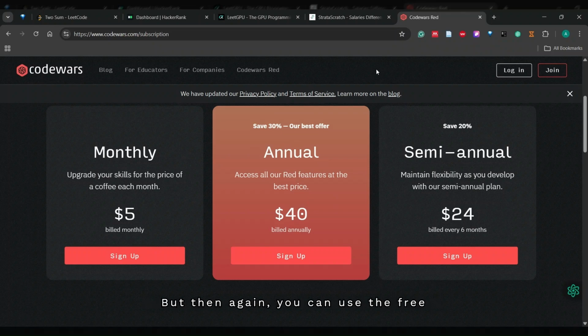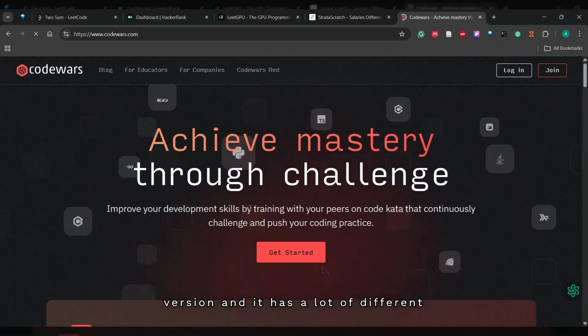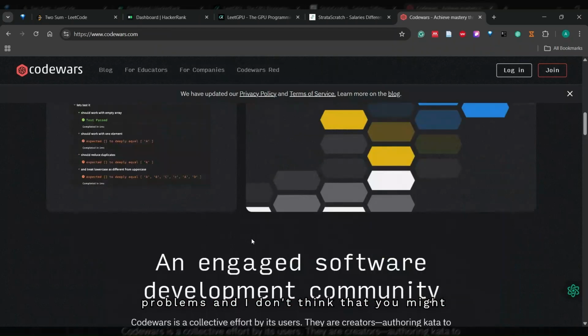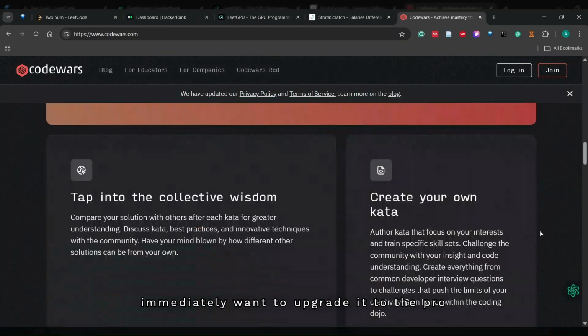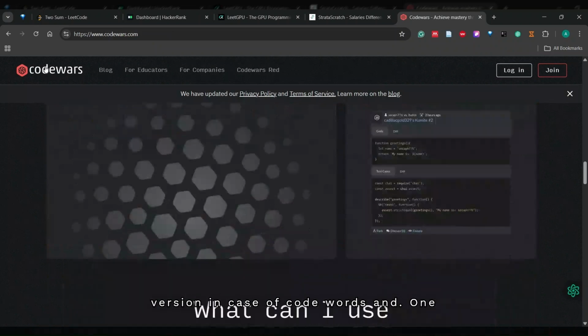But then again, you can use the free version, and it has a lot of different problems, and I don't think that you might immediately want to upgrade it to the pro version in case of Codeverse.